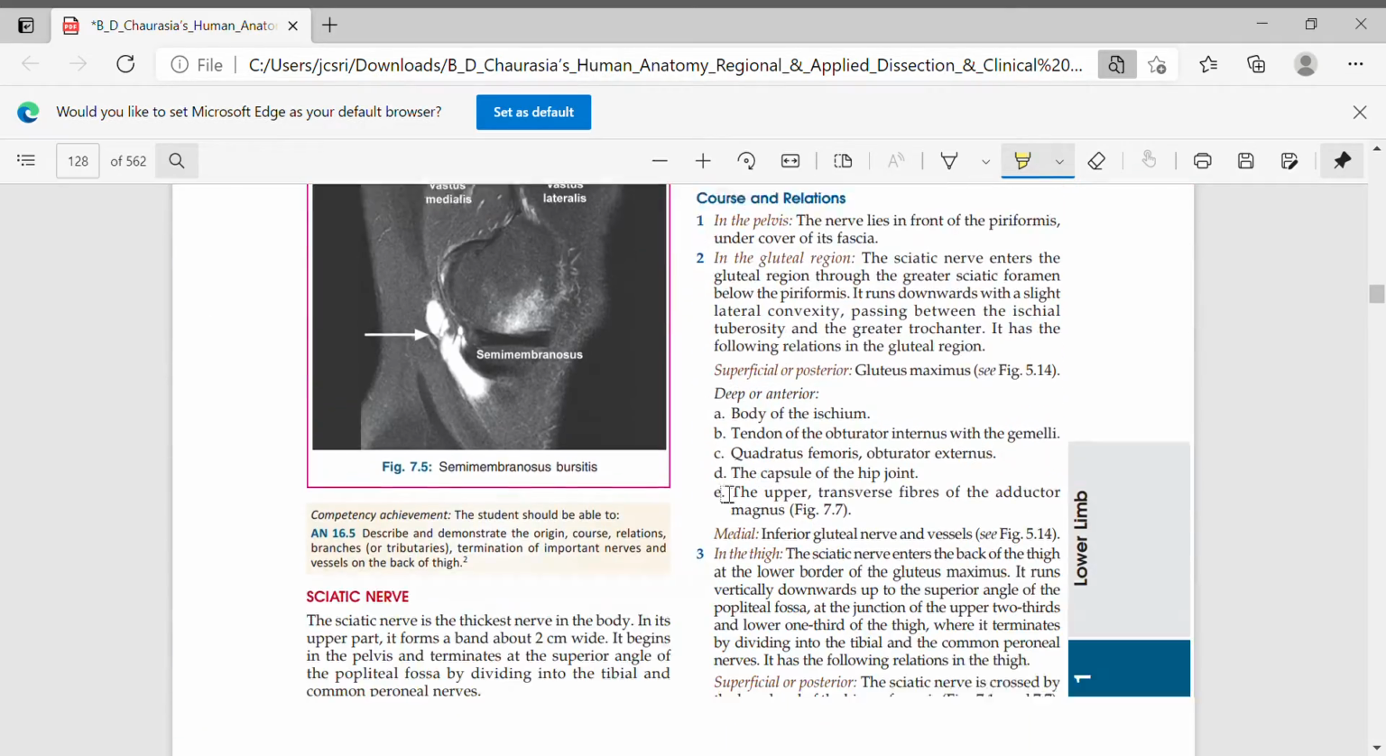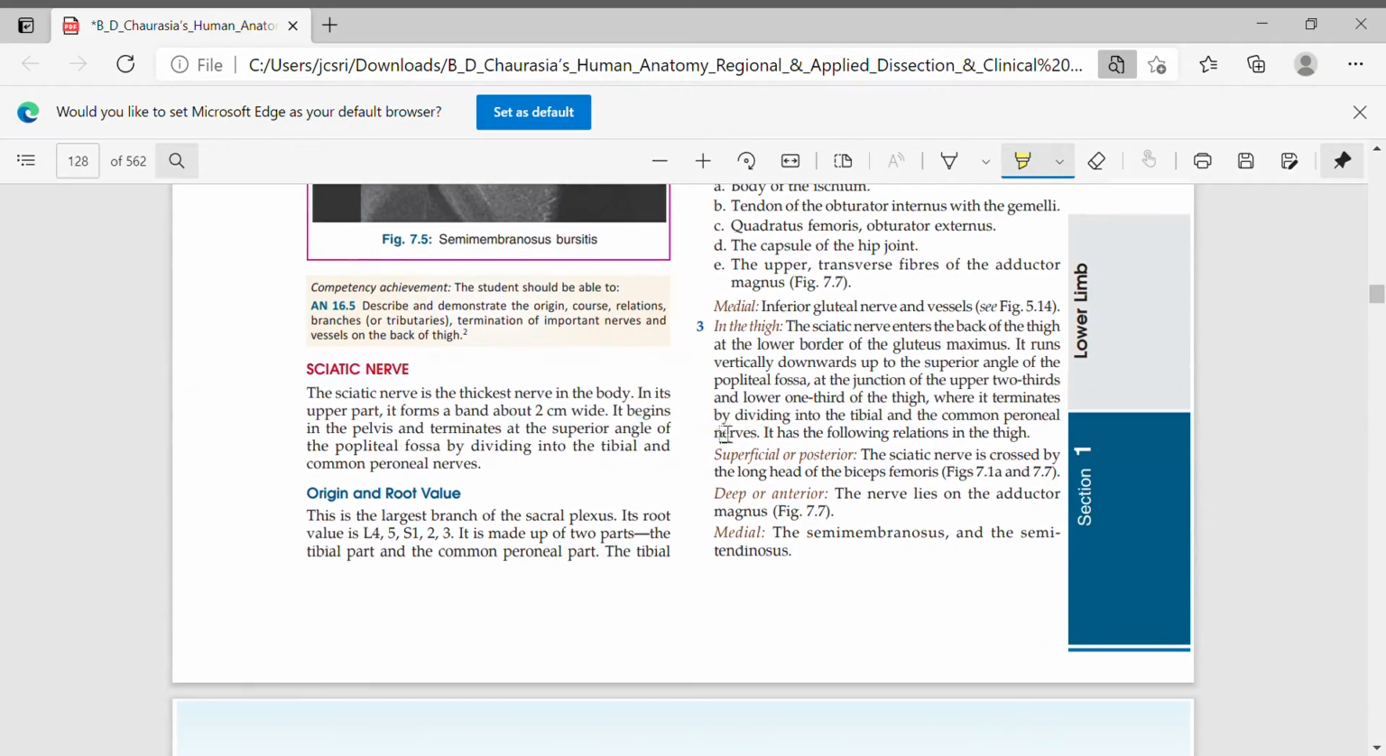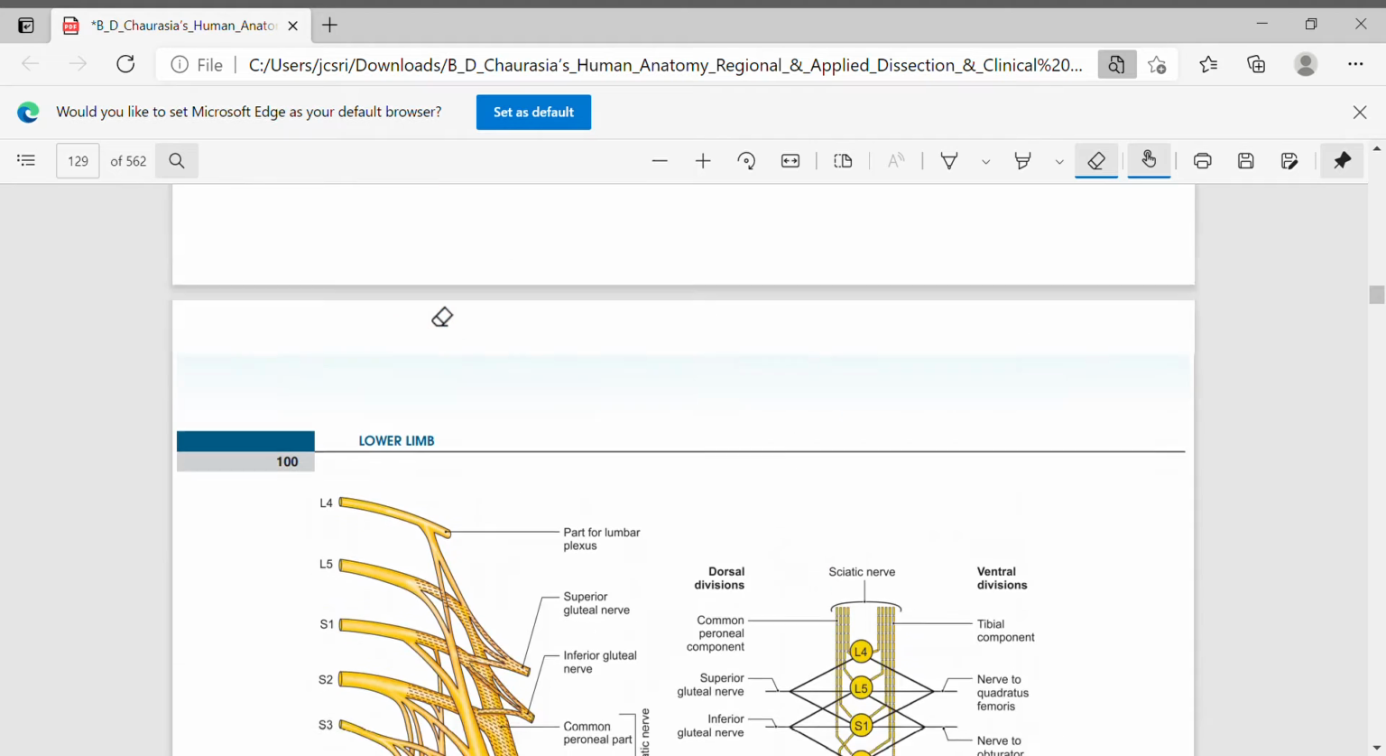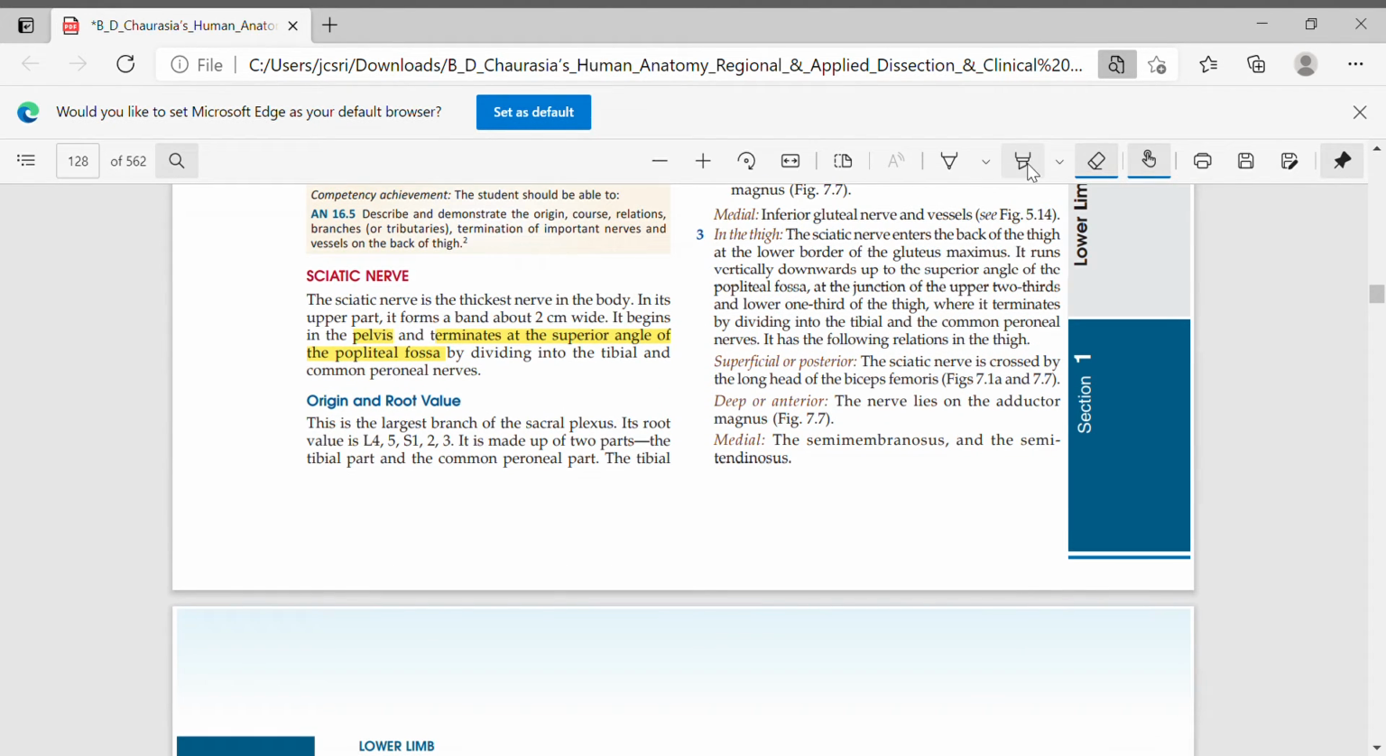Okay, right. So the sciatic nerve, if you can see, starts from the pelvis actually and terminates at the superior angle of the popliteal fossa. At the inferior angle of the popliteus muscle, we had the popliteal artery dividing, but here it is terminating at the superior angle of the popliteal fossa. The popliteal fossa is a kind of space at the back of the thigh. At the superior angle of the popliteal fossa, it divides into the tibial part and the common peroneal part.